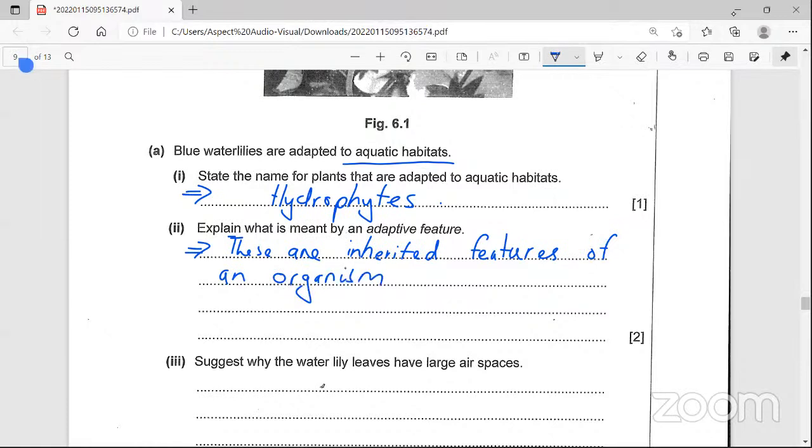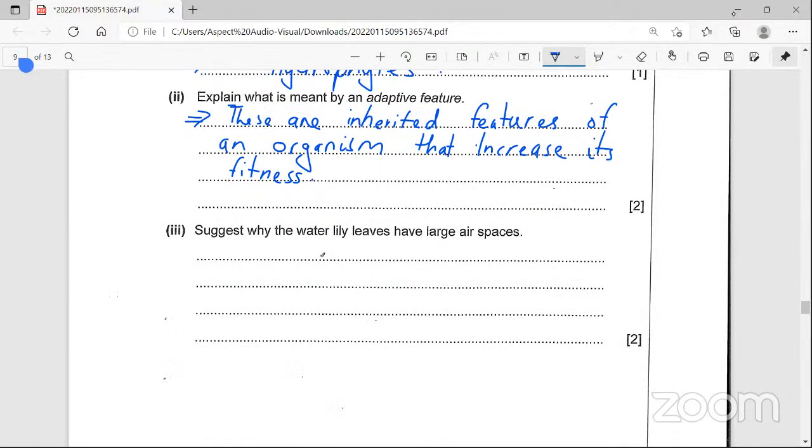What do you mean by increase its fitness? Well, the probability of an organism surviving and reproducing in the environment in which it is found. Excellent. So it increases its ability to survive within the environment. So that is an adaptive feature. Are we together? Yes, sir. So quickly write that down.